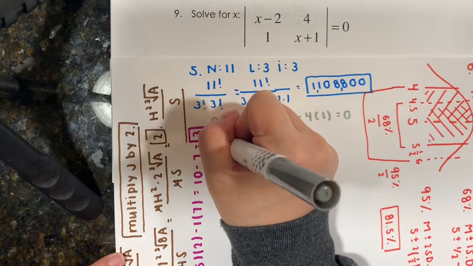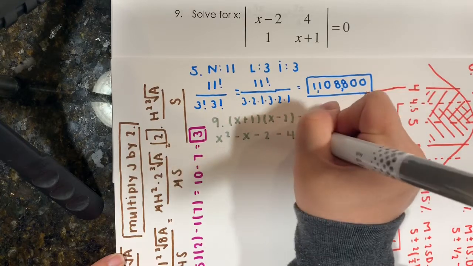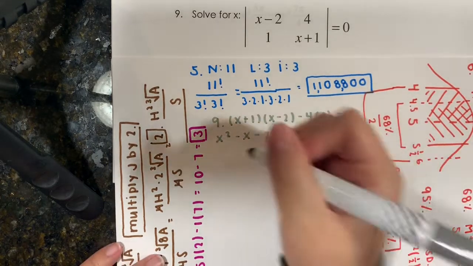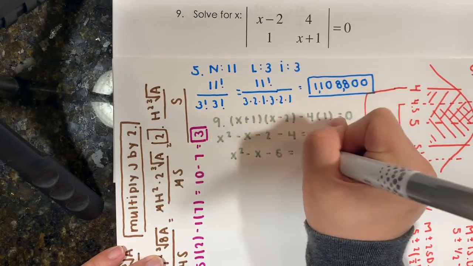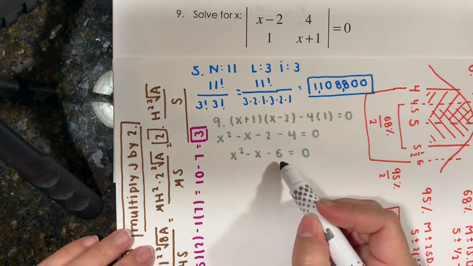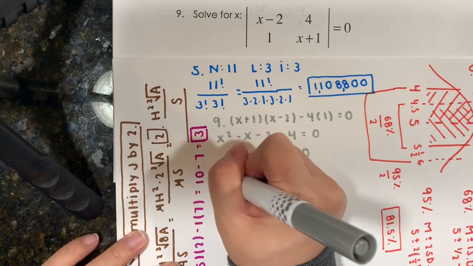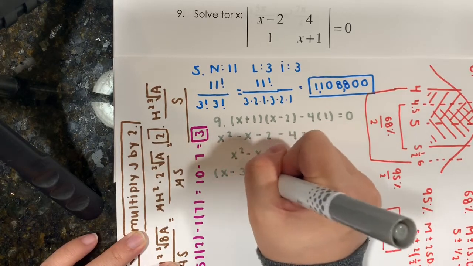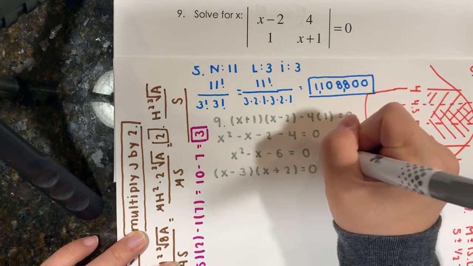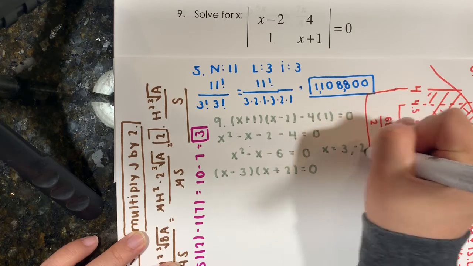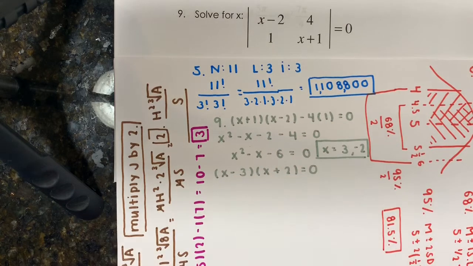When I multiply this out, I'm going to get x squared minus x minus 2 minus 4 equals 0. Which gives us x squared minus x minus 6 equals 0. Two numbers to multiply to give us -6, but add up to give you -1 would be x minus 3 times x plus 2, which means that our result for x is going to be 3 and -2. Remember, to solve, you would just set each of those equal to 0.